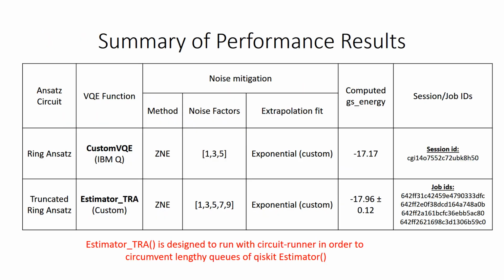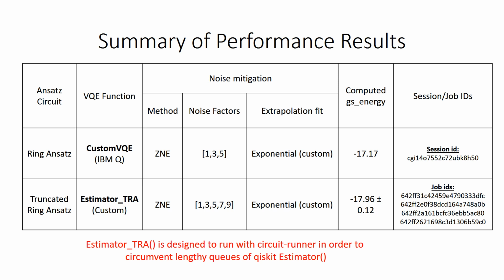Summarizing the performance comparison between the two types of ansatz, I should point out that I found it much easier to run ring ansatz, the untruncated version, with the custom VQE function provided by the IBM Q code template. However, the relative error was in excess of 1%.